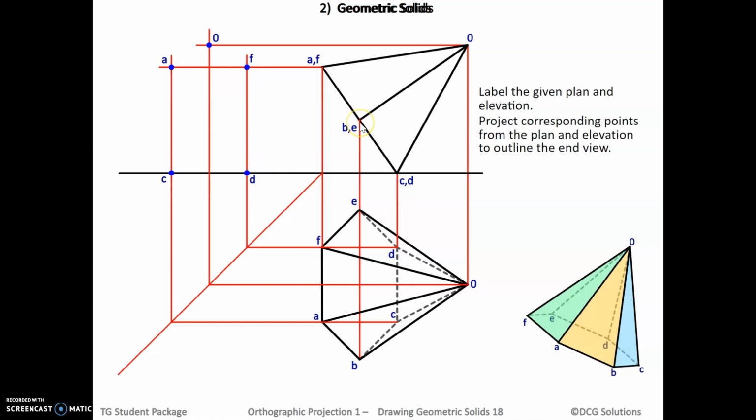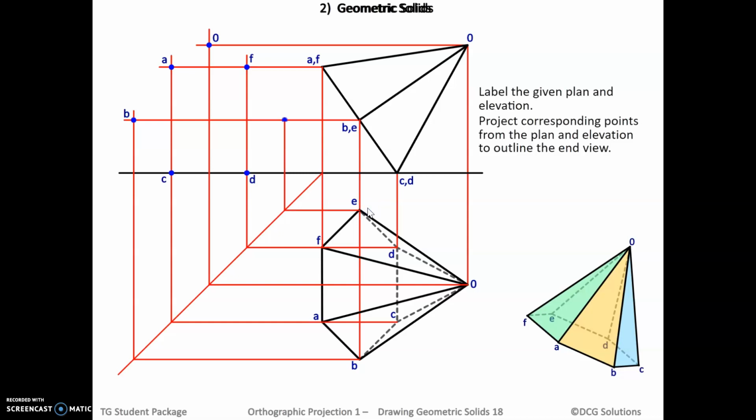What we are left with is the BE. Get the height of that. Bring it across. Bring across B. Bring across E. And that's it. So now we have to join. Because we're looking in from the right, we're drawing to the left. We can see point O.